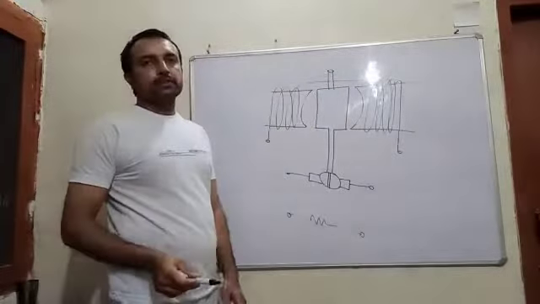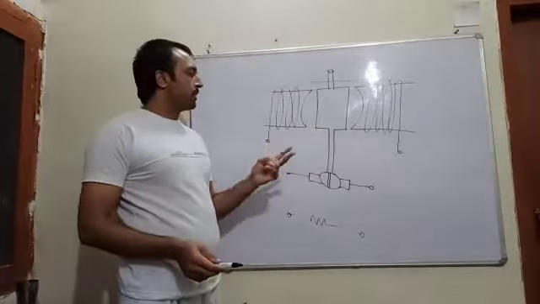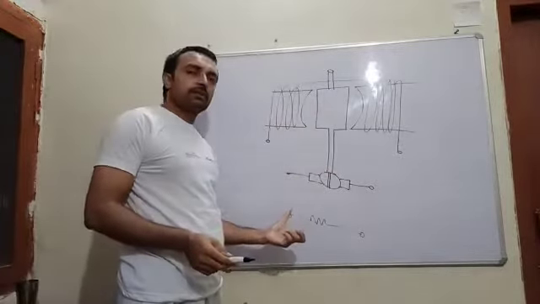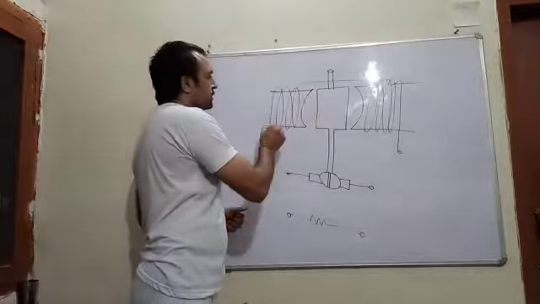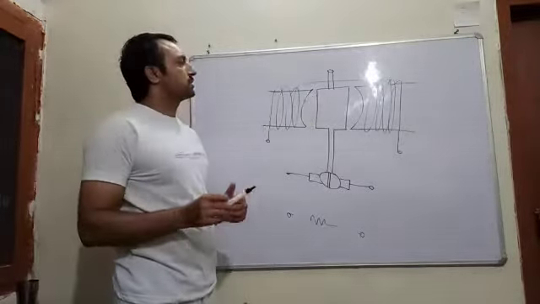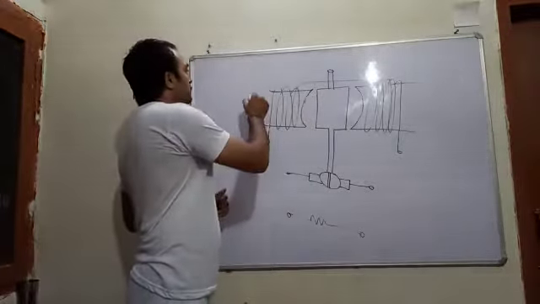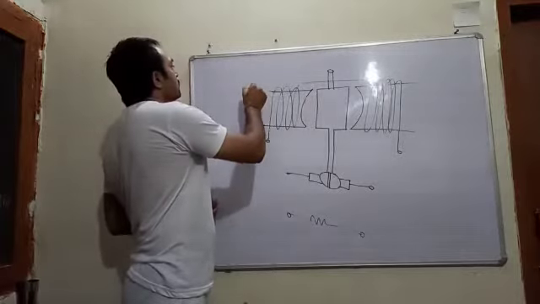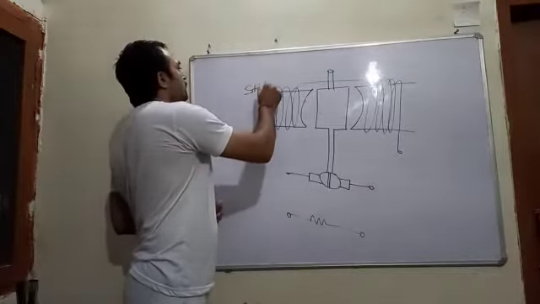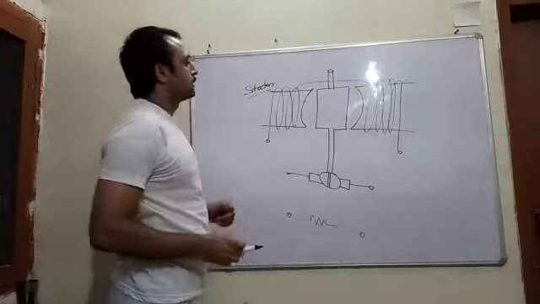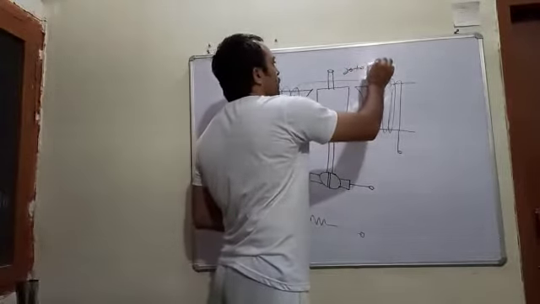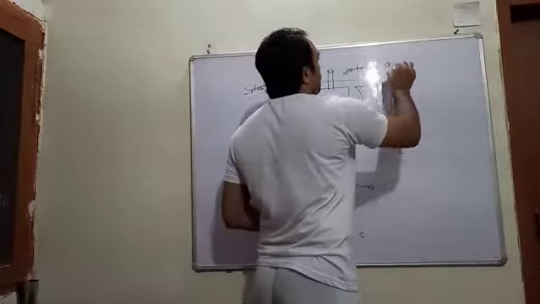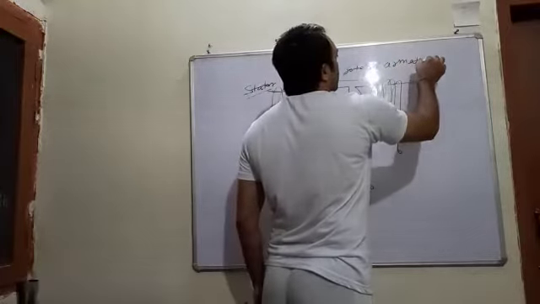In all the machines, mainly we are having these parts in all the DC machines. This portion is called as the stator. This is stator slots, stator poles, and this portion is rotor or armature.